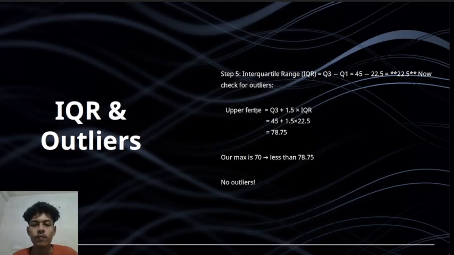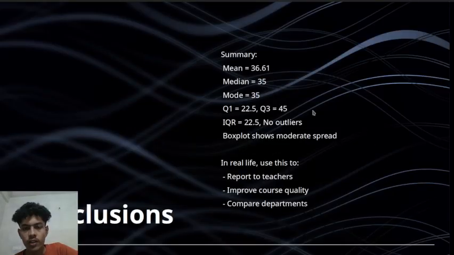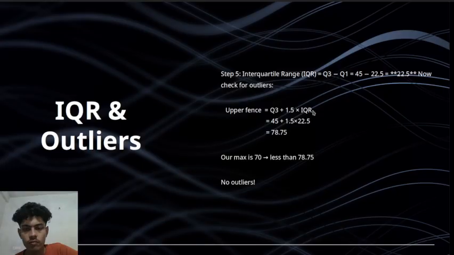Then we get the interquartile range, and now we check for outliers. We check for outliers using the upper fence method, where we add the third quartile plus the interquartile range times 1.5, and we get 78.75. Now our max is 70, which is less than 78.75, so there are no outliers.